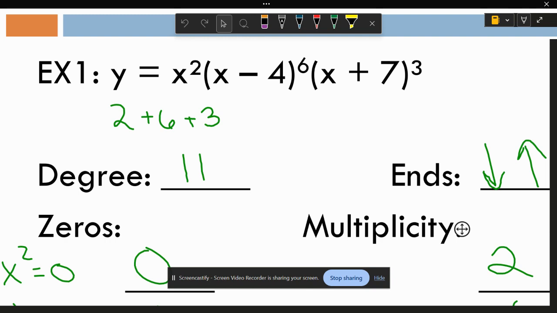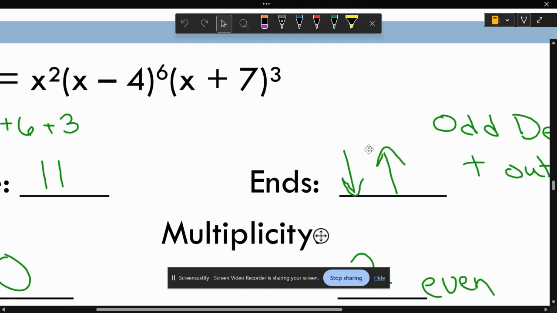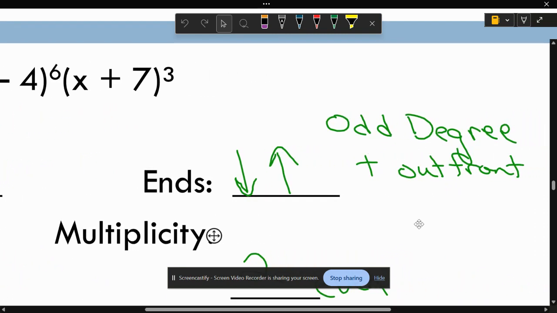That degree of 11 is odd, meaning that both of our ends are going to go in opposite directions. Because out front of our x squared, it is positive, that means that our end behavior will start down and then go up. Okay, so that's the first thing. That's why we determine that degree, is to determine the end behavior.